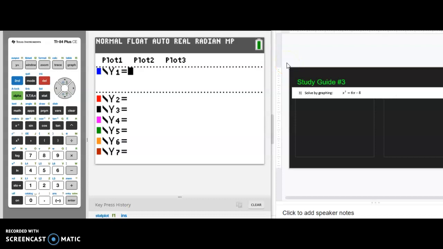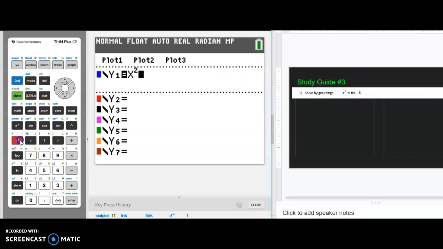This one asks us to solve by graphing, but if you take a look at the equation given, we need to move some things over to the left side to have a full equation. So we need to subtract this 6x over by subtracting it, and we need to move this negative 8x over by adding it.